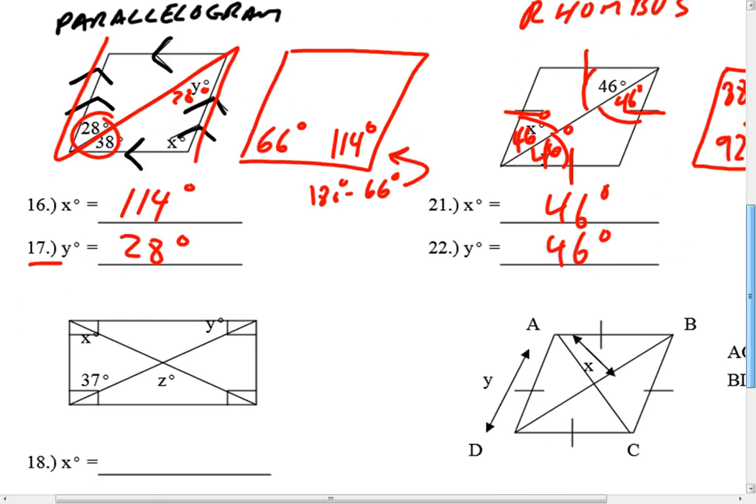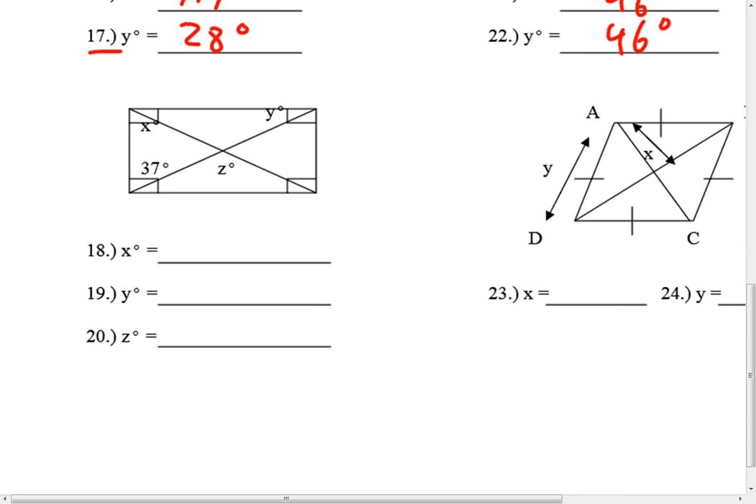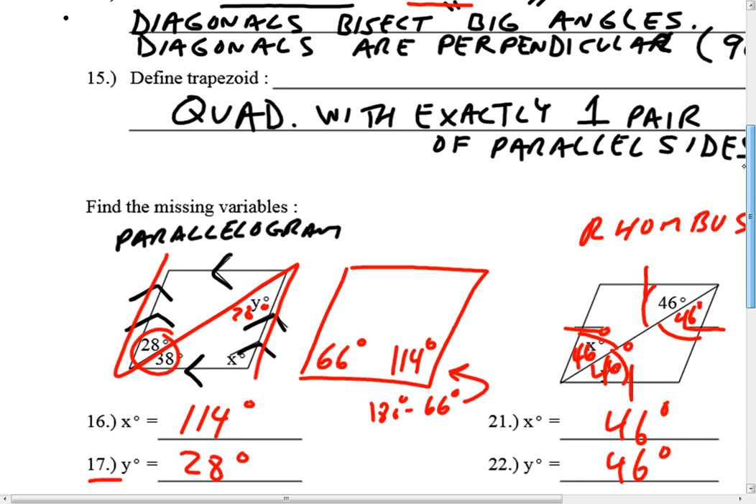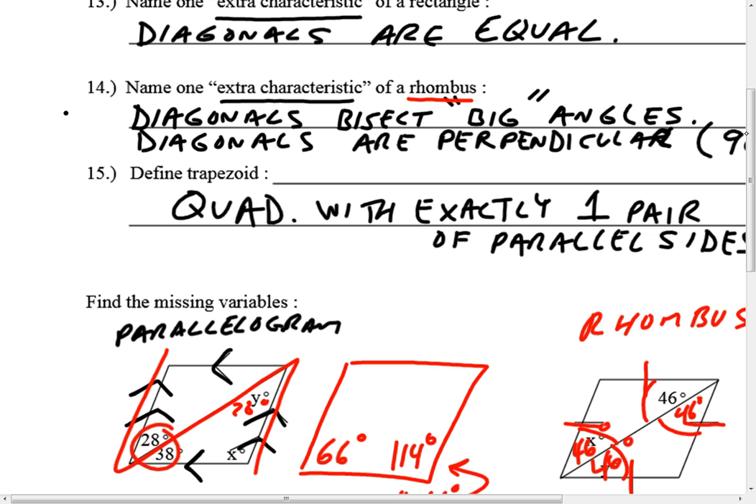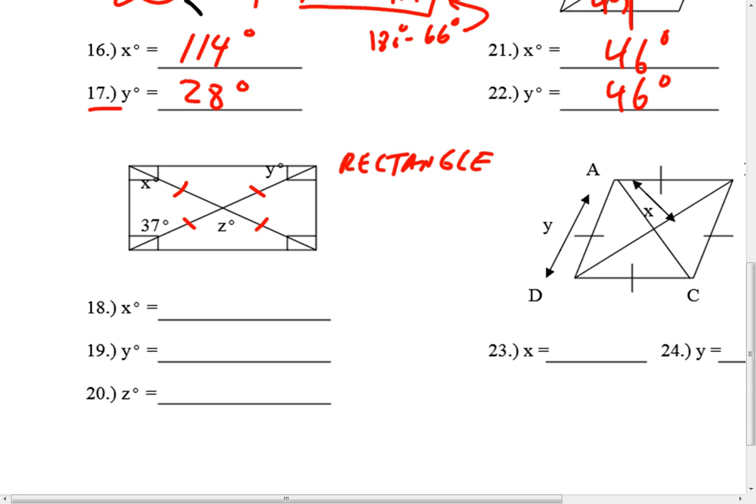What are we looking at for 18, 19, and 20? Rectangle. As soon as I write the word rectangle, I'm going to also do this. All of those are equal because the diagonals are equal. We wrote that down up here. We said diagonals are equal for a rectangle, which means all the little pieces are all the same. What type of triangles do you have in here now?